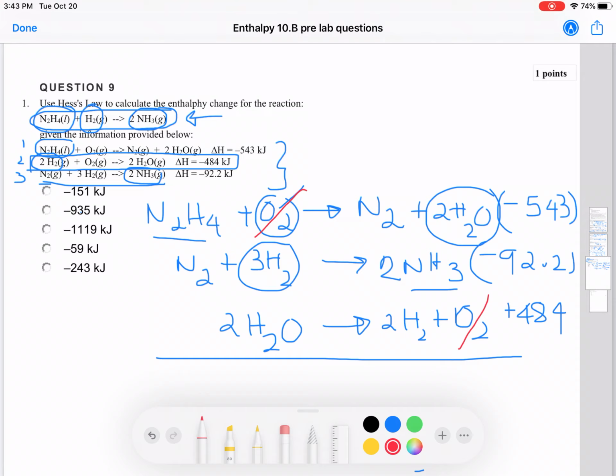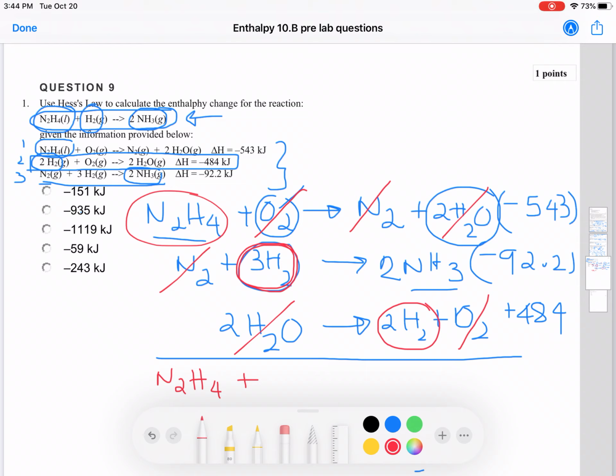And we have 2 hydrogen. Okay, let's look at nitrogen. Nitrogen gets cancelled. 2 water molecules get cancelled. So we're going to keep N2H4 plus. Here you have 3 hydrogens on your left side, and on your right side you have 2 hydrogens.